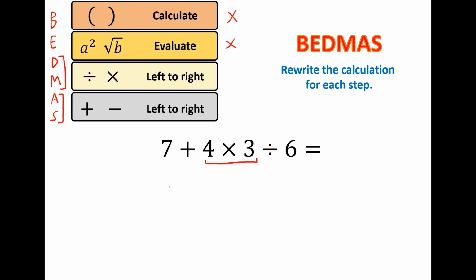So in this case, 4 times 3 is 12. So now I have 7 plus 12 divided by 6. Now I look again. Do we have any division or multiplication left? Yes, we do. We now have 12 divided by 6. So now we complete that. 12 divided by 6 is 2. So now I have 7 plus 2. And then I just simply solve my last operation. So 7 plus 2 is going to be 9. And that's my final answer.